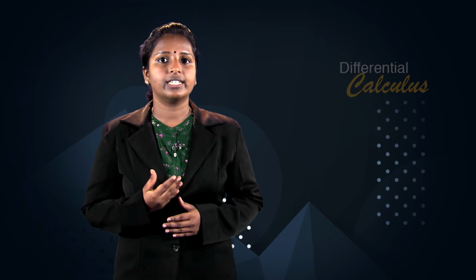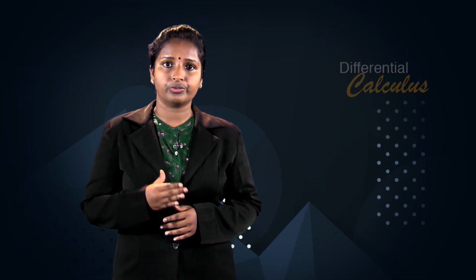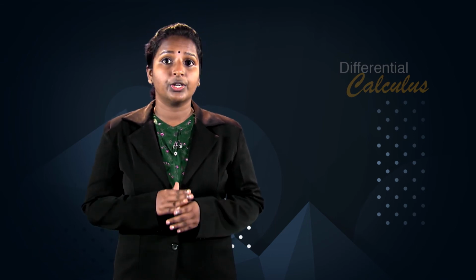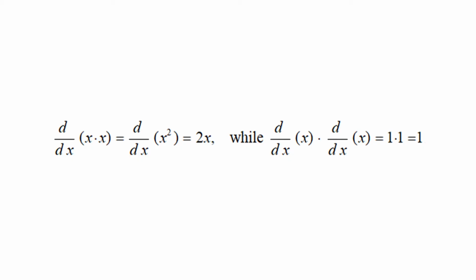That is, while the derivative of the sum of two functions is the sum of their derivatives, the derivative of the product of two functions is not the product of their derivatives. For instance, d/dx of x times x equals d/dx of x², which equals 2x, while d/dx of x times d/dx of x equals 1 times 1, which equals 1.